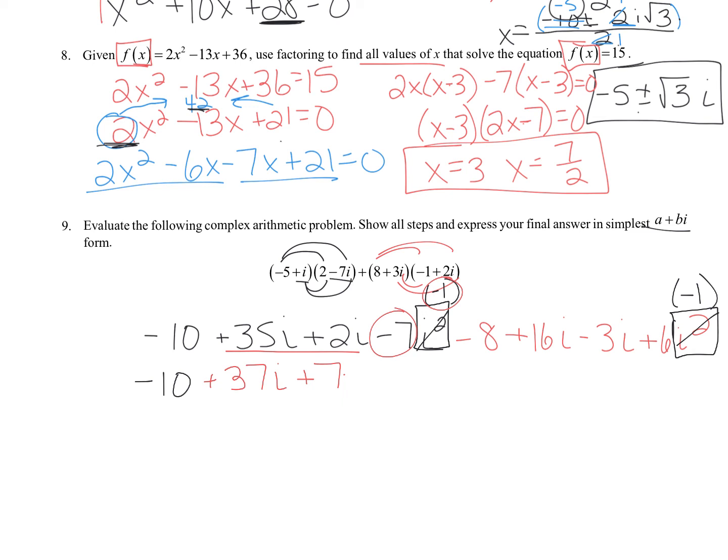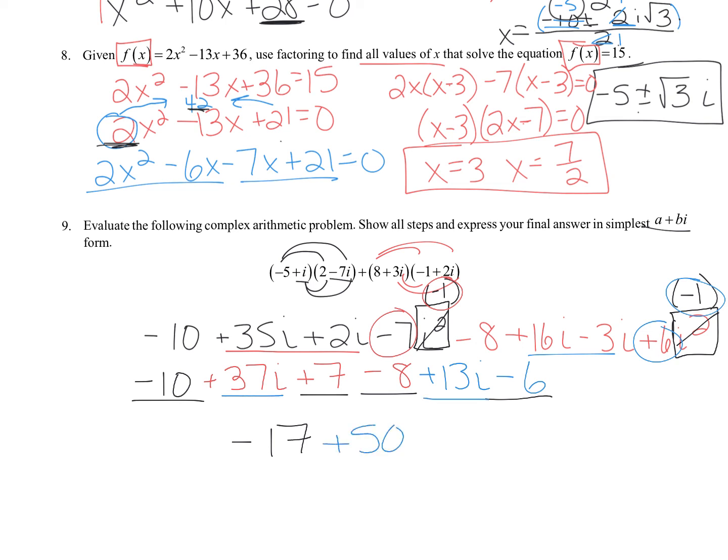Over here, then I have minus 8. I'm going to combine this because it's right next to each other, plus 13i, and 6 times negative 1 is negative 6. So now I can further combine negative 10 plus 7 minus 8 minus 6. If I combine those together, I'm going to get negative 17. And then from there, 37i plus 13i is 50i.